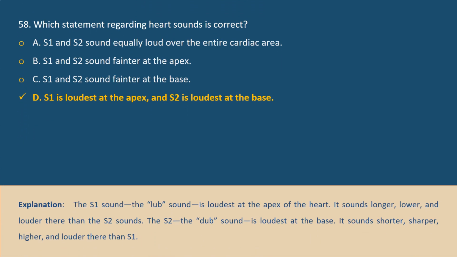Answer D. Explanation. The S1 sound, the lub sound, is loudest at the apex of the heart. It sounds longer, lower, and louder than the S2 sound. The S2, the dub sound, is loudest at the base. It sounds shorter, sharper, and higher, and louder there than S1.